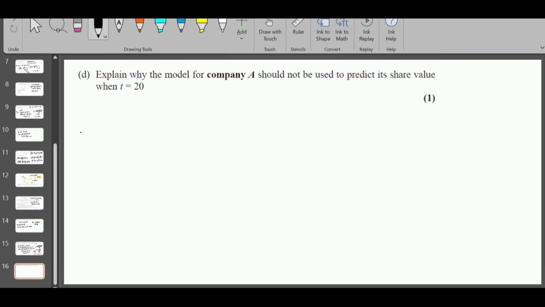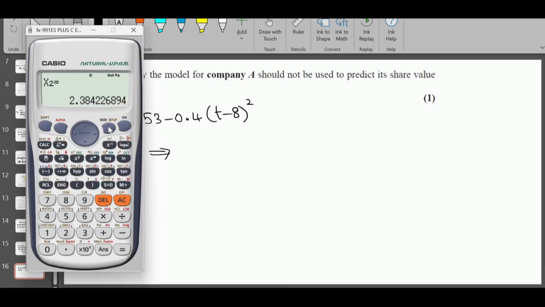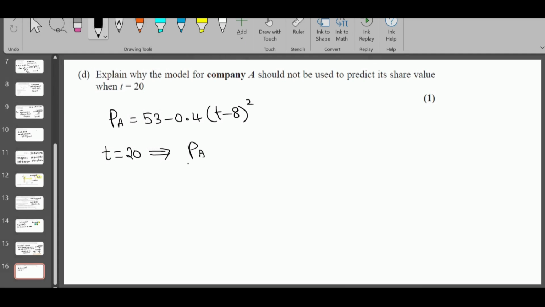The last part now. Explain why the model for company A should not be used to predict its values when t is 20. Okay, the model is PA is 53 minus 0.4 times (t minus 8) whole squared. When you replace t by 20, it's going to be 53 minus 0.4 times (20 minus 8), which is 12 squared. You get a negative number. PA is negative.